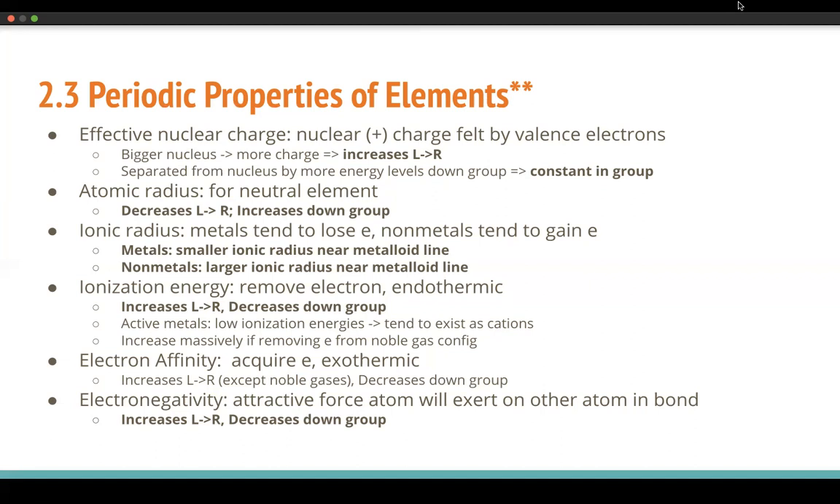And then after that is electron affinity, and that's the opposite of ionization energy, and it's to acquire electrons. And so this also increases left to right because of effective nuclear charge. Just because there are more protons, that means they want more electrons. They're more attractive. And so that's why it increases left to right.